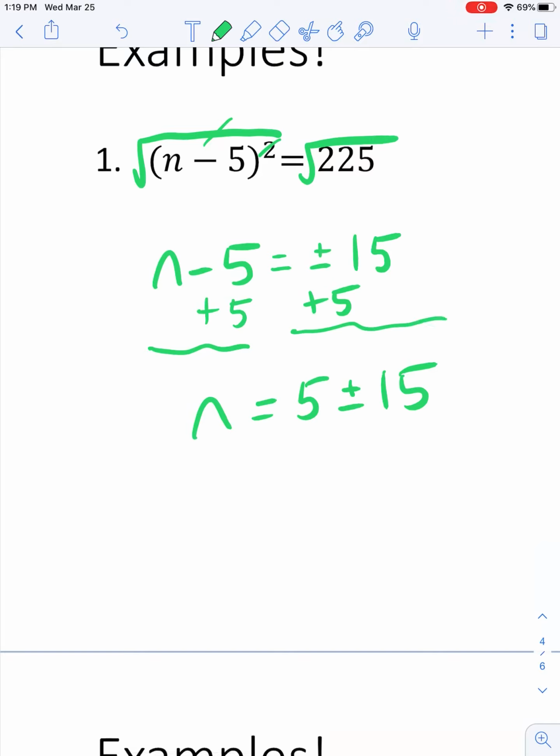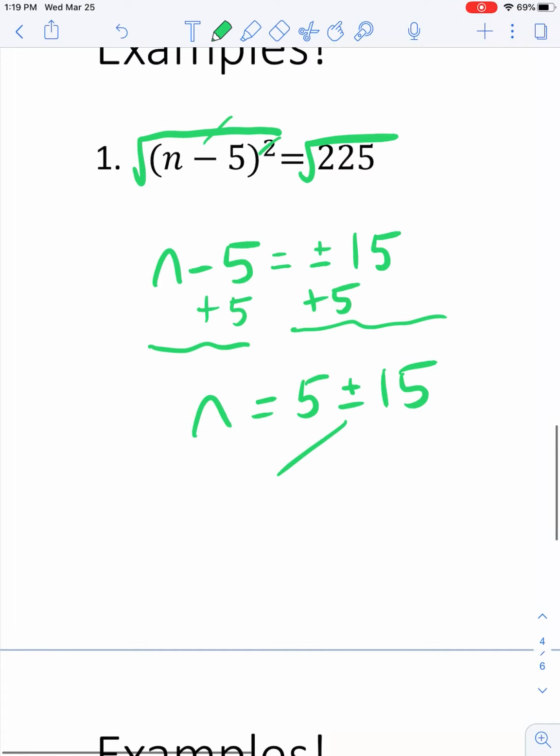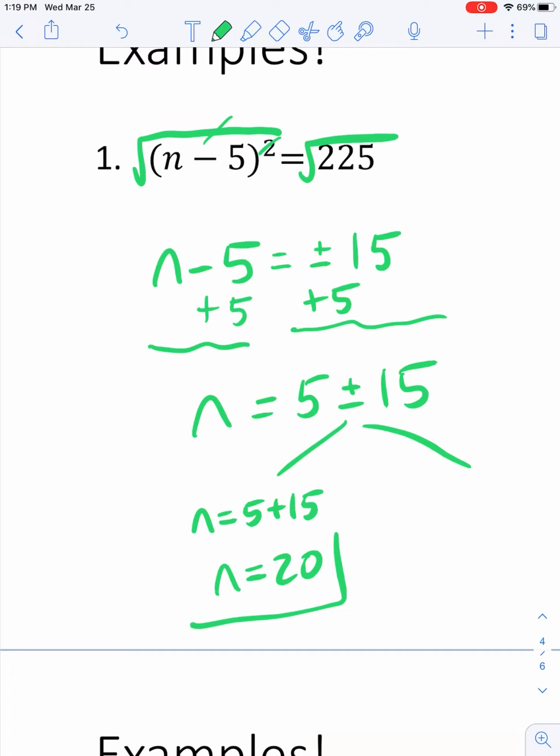And now, once you get to this step where you have 5 plus or minus 15, you have to consider both options. What if it's a plus? Well, then n equals 5 plus 15, which is n equals 20.